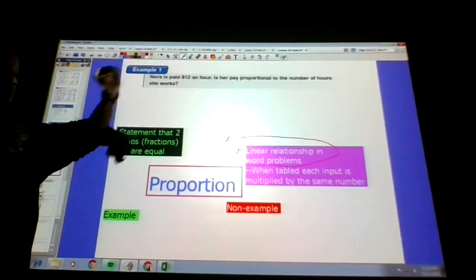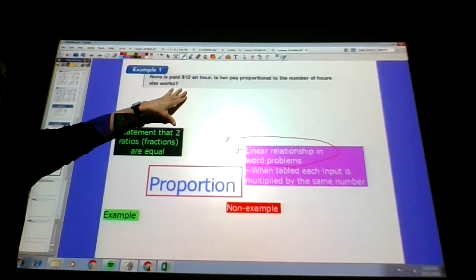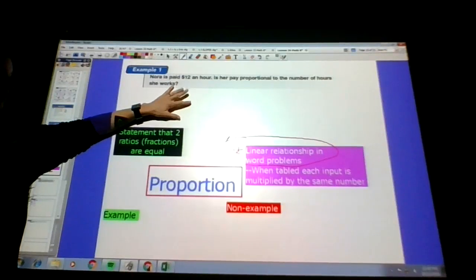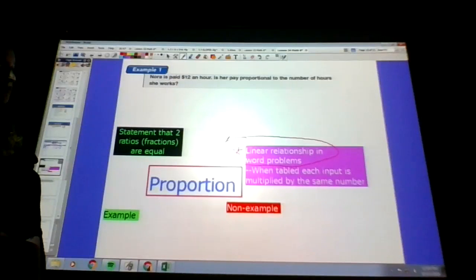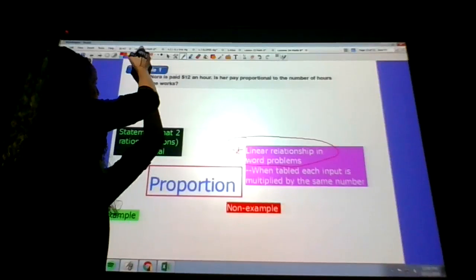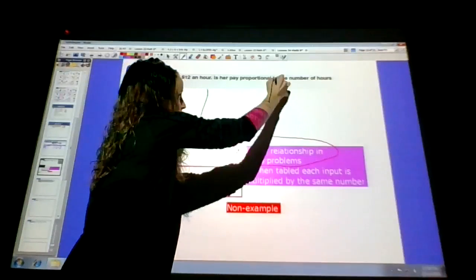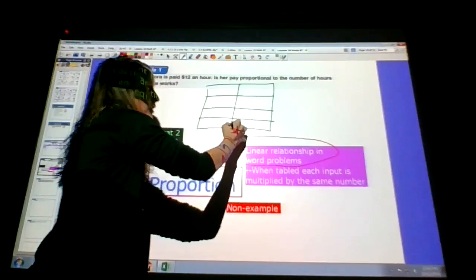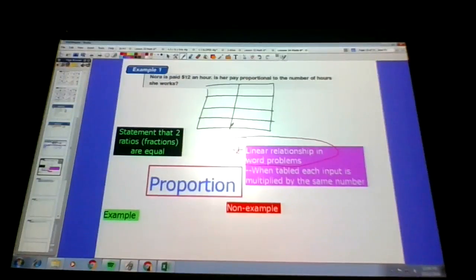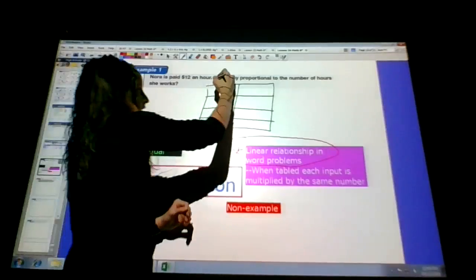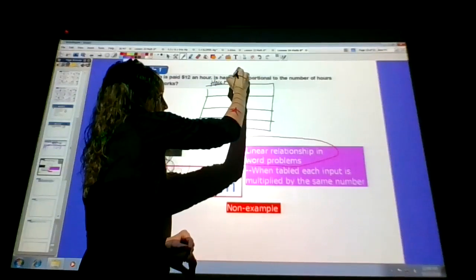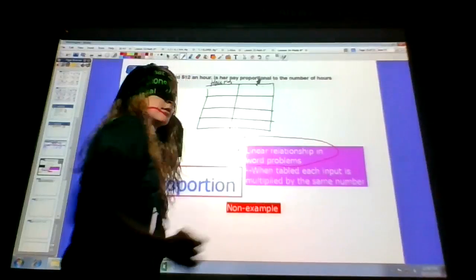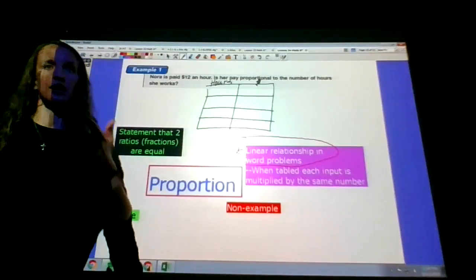So let's go back to our problem. And we see that Nora's paid $12 an hour. Right now, if we would make a table, you guys know how to make tables. You go like this, right? That means that we have two different things at play. What are the two different units that we're talking about in this problem? Money and hours. What one would you probably put first? Hours. Hours and dollars. And thank you for setting that up in your notebook.